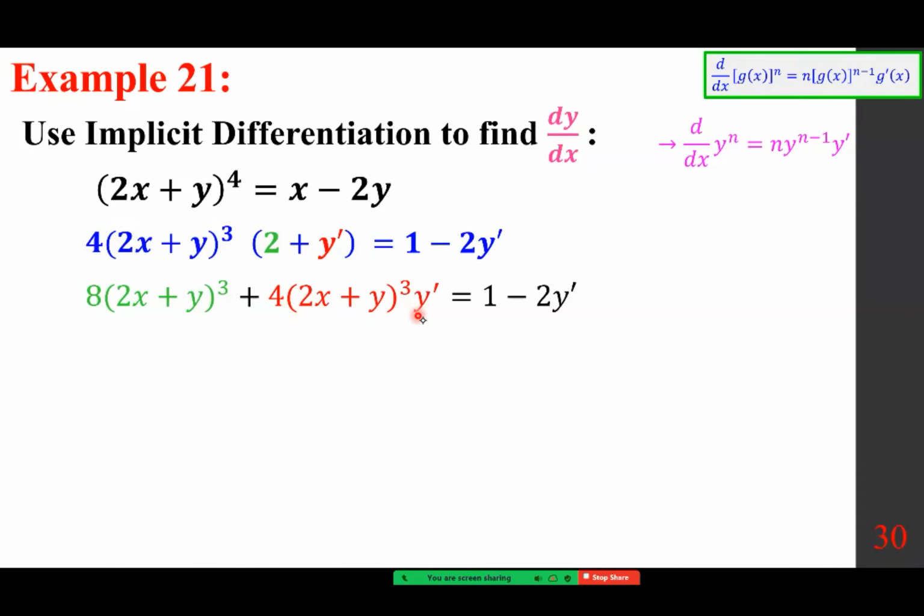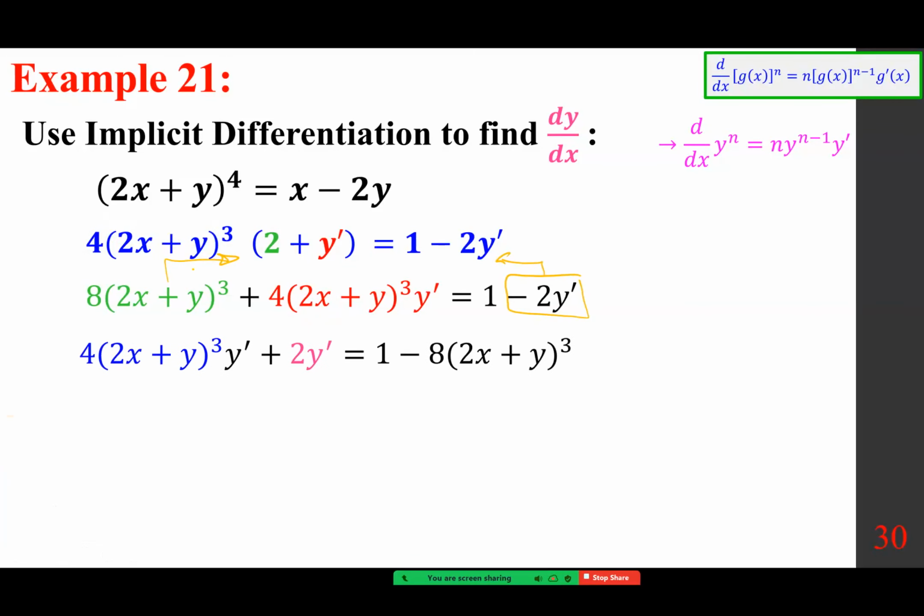Why am I putting it in this format? Because remember, we want to solve for y prime. We want to bring everything involving y prime to the same side. Therefore, here's how I'm going to move things. I'm going to move this to the left, becomes positive 2y prime. And I'm going to move this to the right, becomes minus negative.